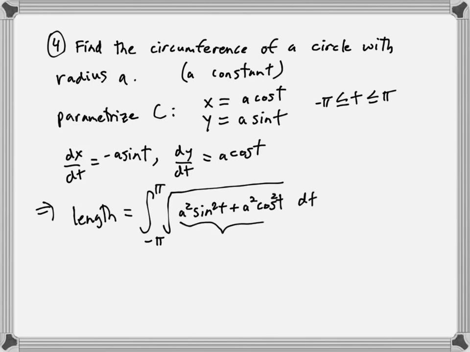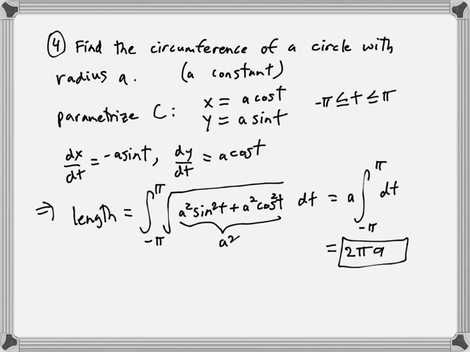But everything under here is just a squared, because the sine squared plus cosine squared gives you 1. And then the square root of that is a. So you could pull the a out, and you're actually going from negative pi to pi just dt. And so this becomes 2 pi a. So very interesting. We got the formula for the circumference of a circle, right?